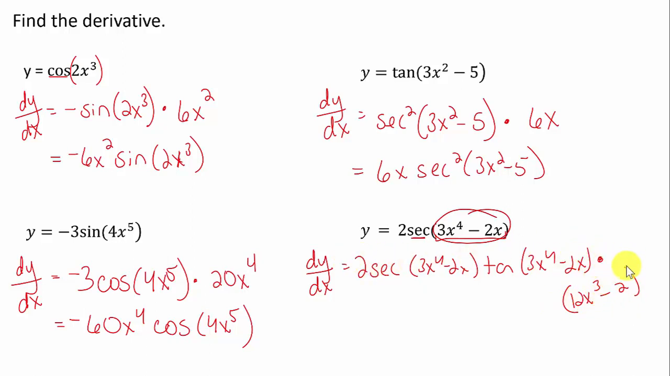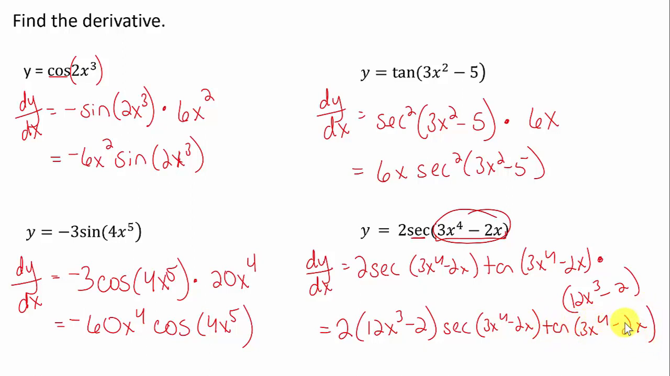Now, you could leave it like this, but I like to write this in front. So what you'll often see me do is leave this 2 out front, and then I'll have the 12x cubed minus 2, and then I will write all of this: secant of 3x to the fourth minus 2x. My writing is getting smaller because I don't have enough room, but you get the idea. And that is how you take derivatives with trig functions. So you definitely have to have all 6 of those memorized. Okay? I will see you in the next video.